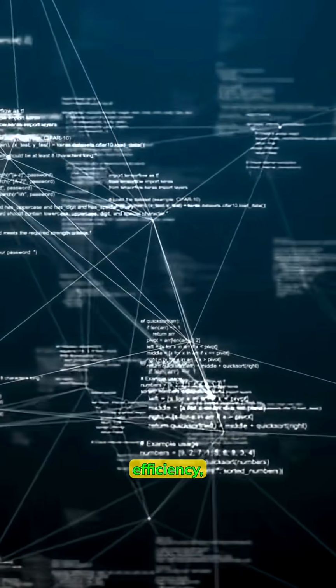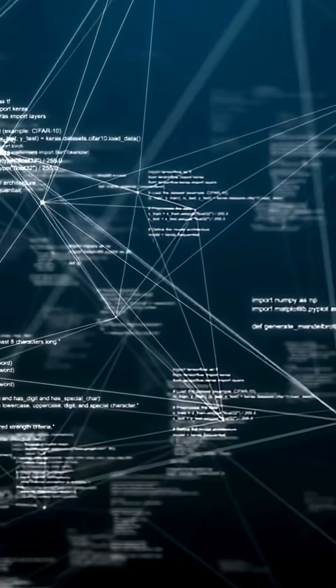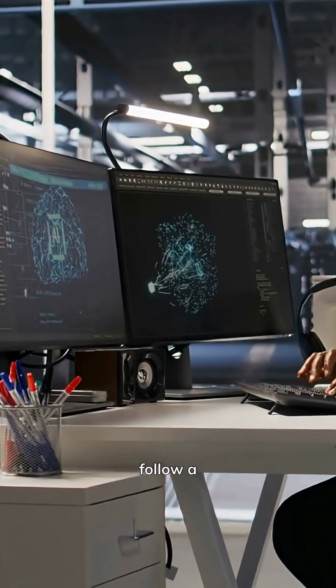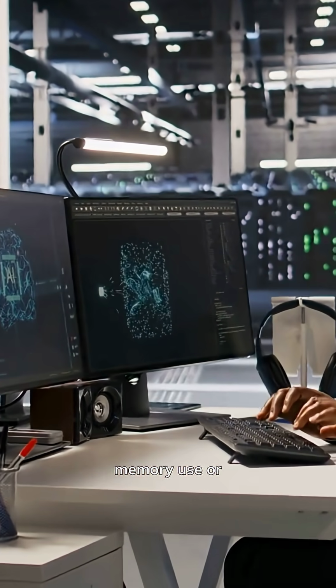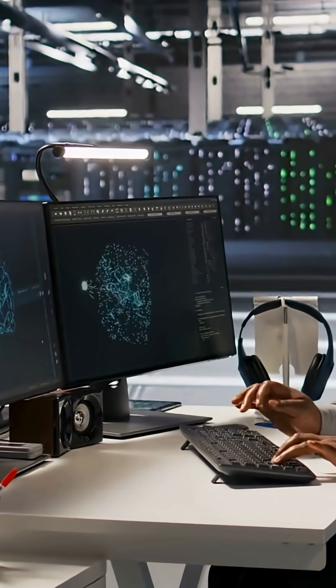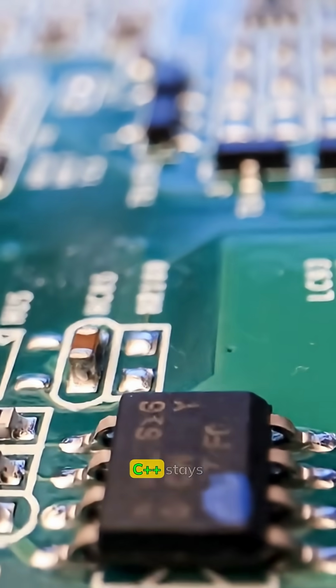Don't assume efficiency, prove it. Finally, follow a deterministic design. Avoid unpredictable memory use or timing so real-time constraints are met. That's how C++ stays lean and reliable, even in resource-constrained embedded systems.